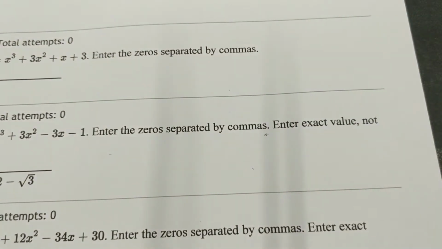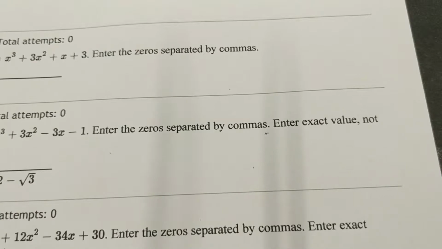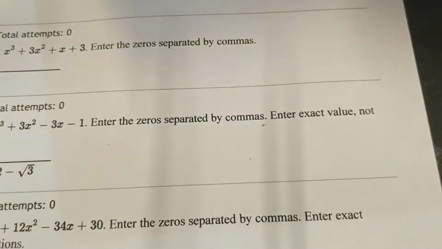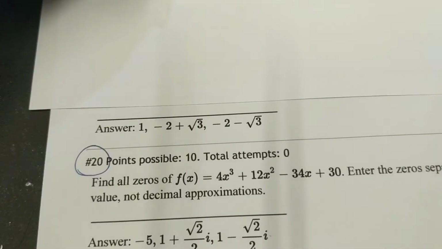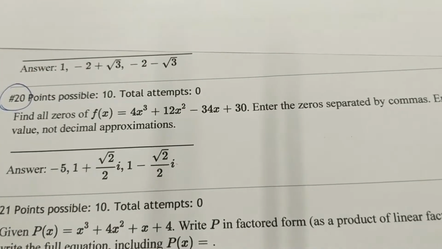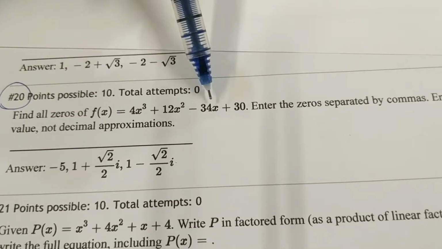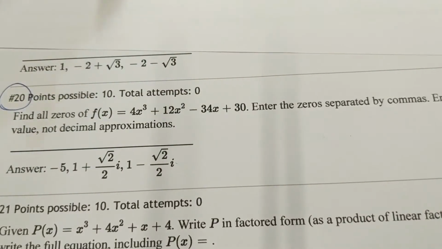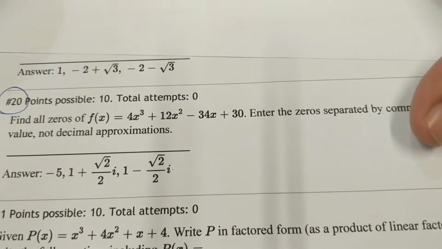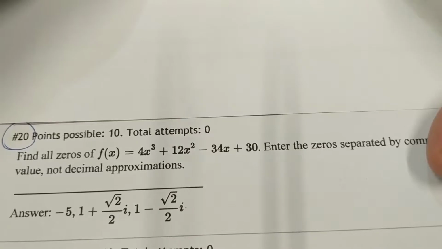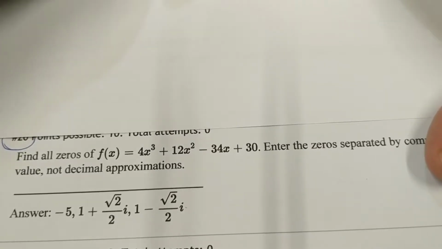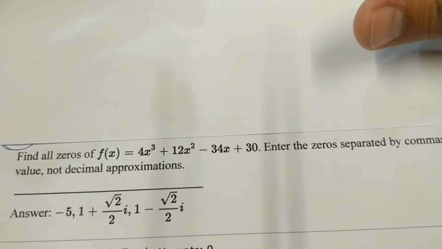Nonetheless, okay, so finally, after wasting 5 minutes, I wanted to give you my take on the last couple of these things. Check this out. Find all zeros of this one. Say on number 20, we have 4x^3 plus 12x^2 minus 34x plus 30. And then we got to find the zeros best that we can. Just like in the last section, we'll do our best guess at trying to find things to narrow this down.